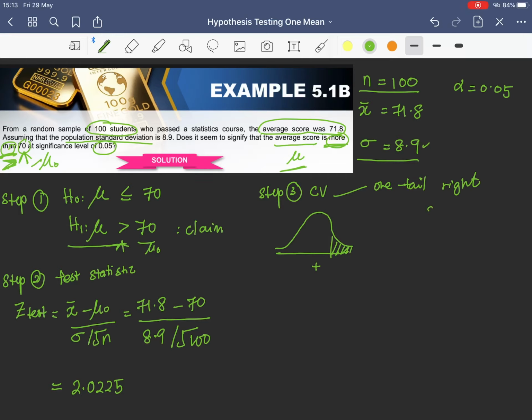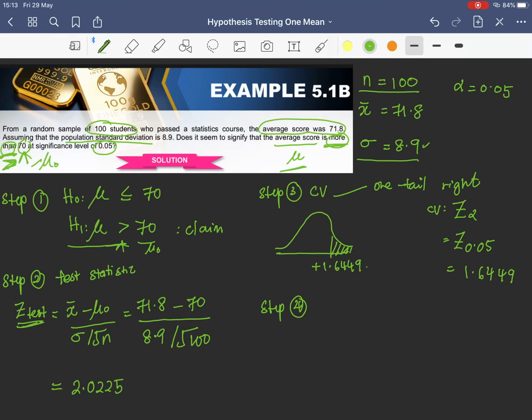How to find the critical value? So here is Z test, right? So here will be your Z alpha. Alpha cannot be divided by 2 because of one tail. So our alpha is 0.05. Look at your stat table. Z 0.05 is equals to 1.6449. So you put here positive 1.6449. Okay, that's it.